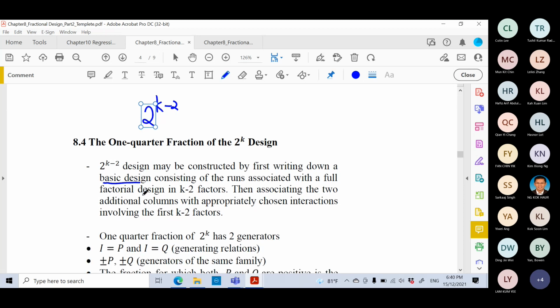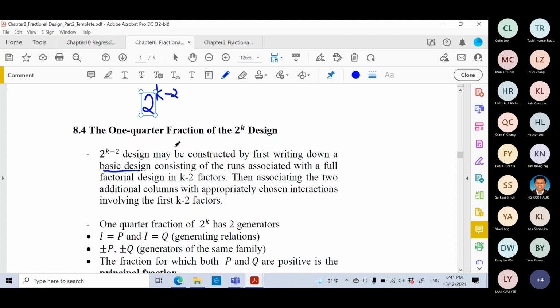Then another 2 additional columns, with appropriately chosen interactions, will involve the first k minus 2 factors. Because you are considering the 1/4, the other 2 factors depend on the generators you consider. After that, you can get the remaining 2 factors, and then we can get the plus minus signs here. So the 2 power of k minus 2 design means a 1/4 fractional design.